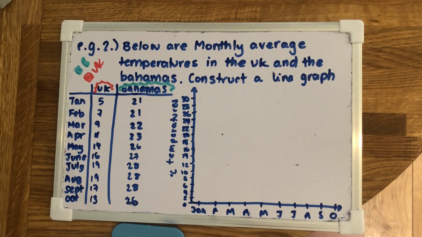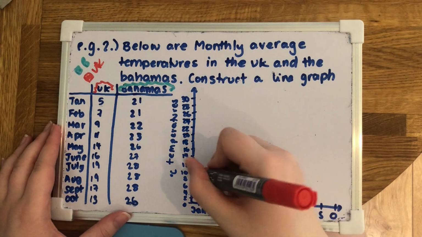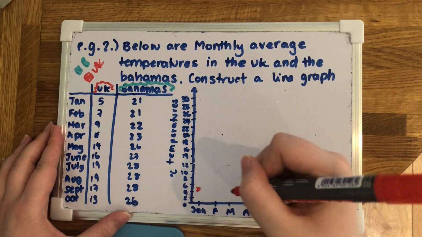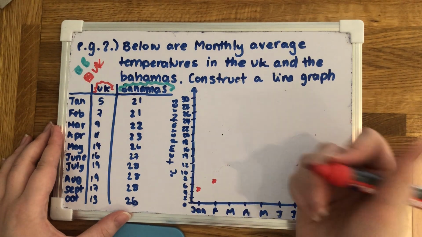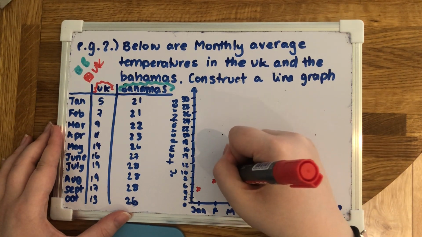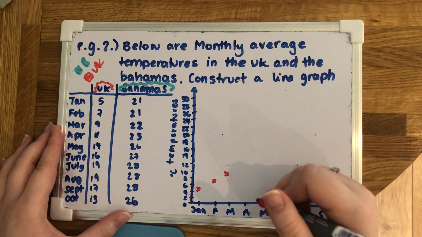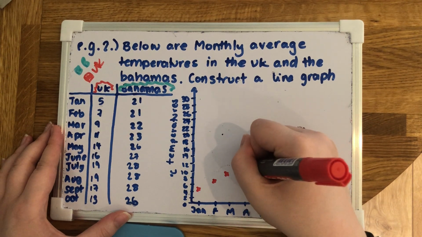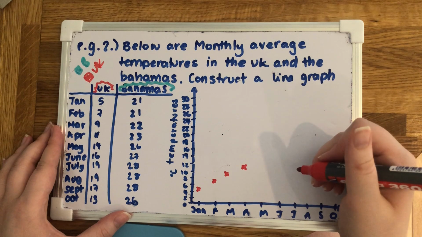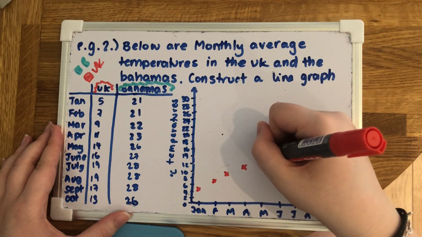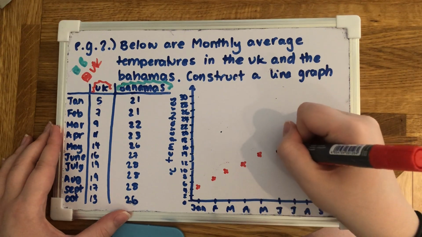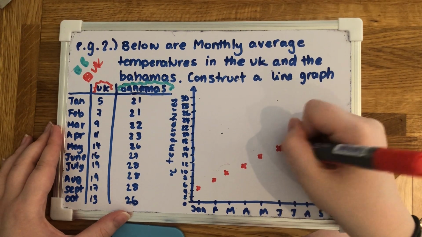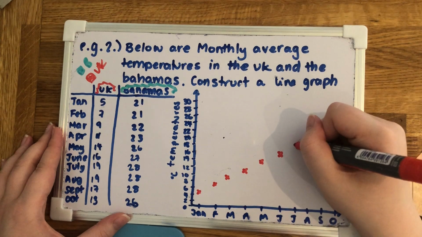I'm going to start with the UK first. So similar to what we've just done. January is 5. February is 7. March is 9. This is nice, going up in 2s. April is 11. May 14, which ruins the pattern. June 16. July 19.